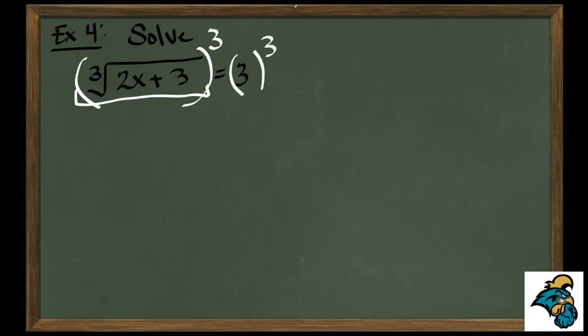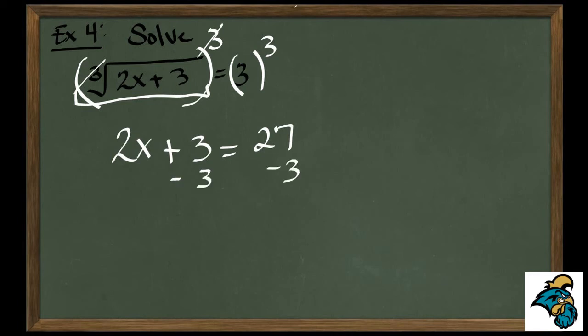All right, when you cube a cube root, they undo each other. So we're left with 2x plus 3 on the left-hand side. And on the right-hand side, 3 cubed is going to give you 27. Now we're down to solving a basic linear equation. I'm going to subtract 3 from both sides. So I have 2x is equal to 24. I'm going to divide both sides by 2, and that's going to give me x is equal to 12.